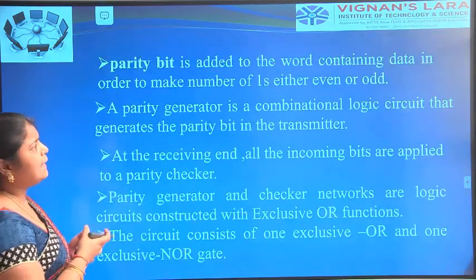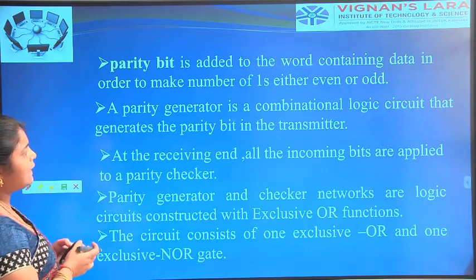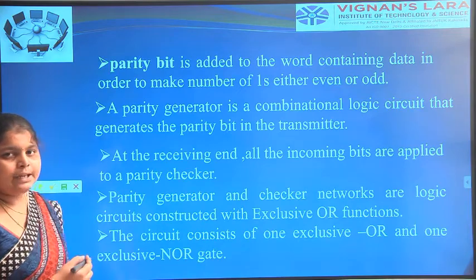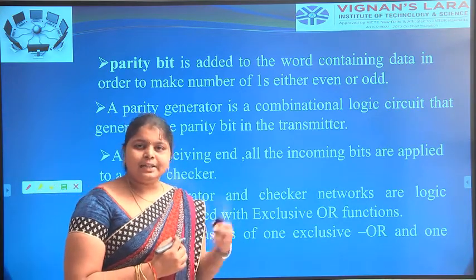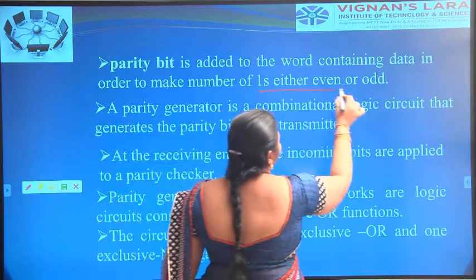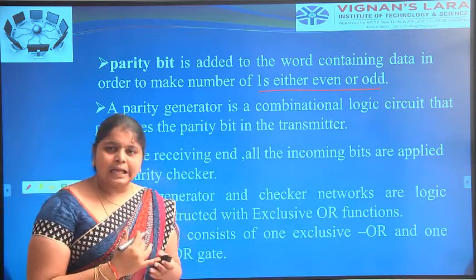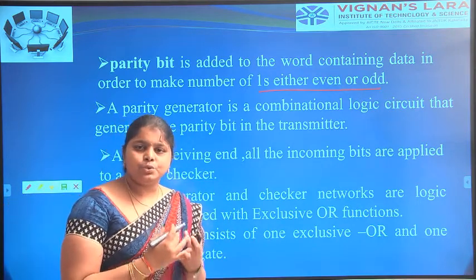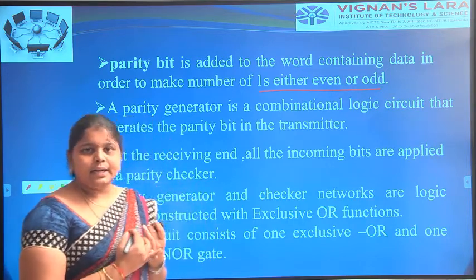A parity bit is added to a word containing data in order to make the number of ones either even or odd. To rectify the transmission of data with error detection, we use the parity bit as an even number or odd number. We use it to correct the error data, as an error detecting code.